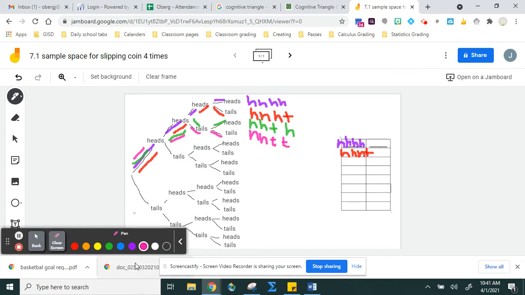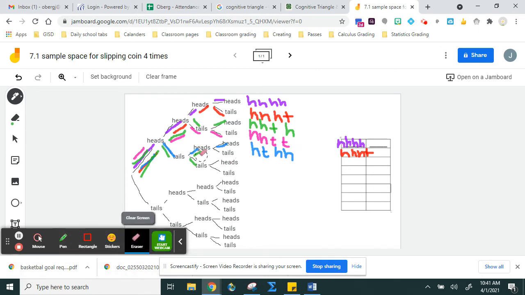And then I'm going to keep moving down. I need another color. Here we go. Let's go blue. So I start here at heads, and now this one's full up here. So now I go this way, tails, heads, heads. So now I have heads, tails, heads, heads. Here we go, heads, tails, heads. Let me get rid of that one. I need to erase that right here. Okay, let's go back.